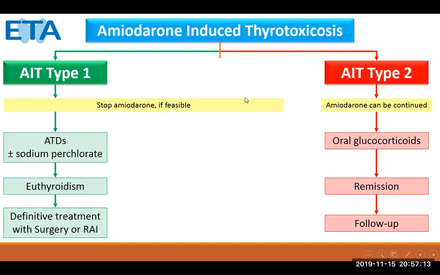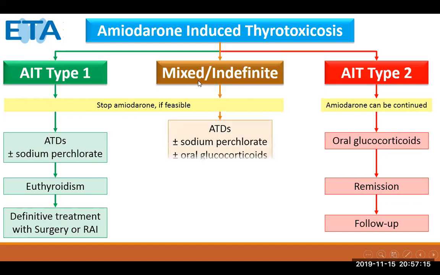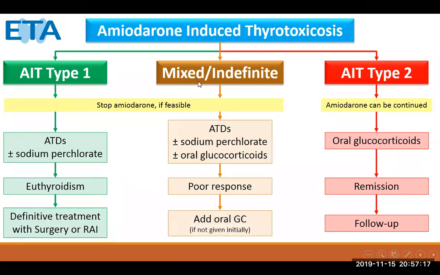In another case, which is mixed, or where we cannot differentiate whether it is type 1 or type 2, this is very important because this is usually the question in the exam. If you cannot differentiate, you can give combination medication: antithyroid drug, plus or minus sodium perchlorate, plus or minus glucocorticoid. So we treat it as both type 1 and type 2.